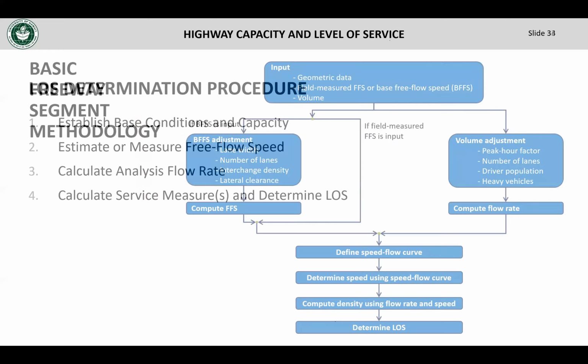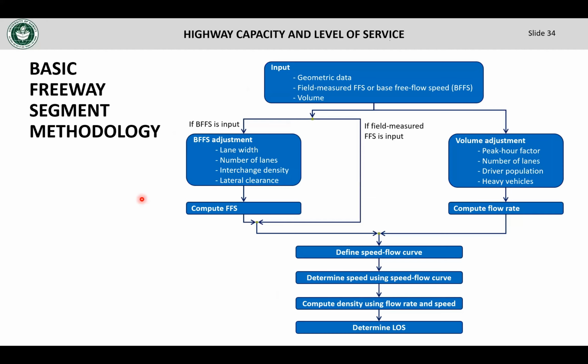I like this a lot better, which I took from the Highway Capacity Manual. I don't think this is in your textbook. This is basically the procedure that we're going to be following. It has the 4 steps that I mentioned before. This would be step 1, this would be step 2, this would be step 3, and this would be step 4, but with a lot more details. We're going to need some geometric data, and either a field-measured free flow speed, or we're going to assume a base free flow speed that we're going to later modify. And we will need volume information. Volume is how many vehicles per hour we are estimating in the peak hour in our freeway.